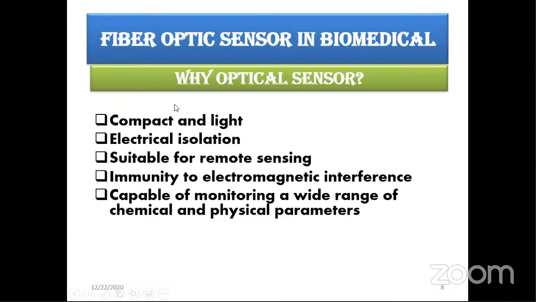And it has immunity to electromagnetic interference, because inside the cable only light is transmitted. So this is immune to electromagnetic interference, and it is capable of monitoring a wide range of chemical and physical parameters. Actually, it is going to measure chemical and physical properties. So this will be used in biomedical applications also.